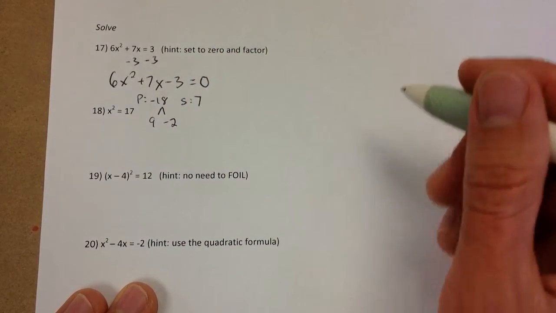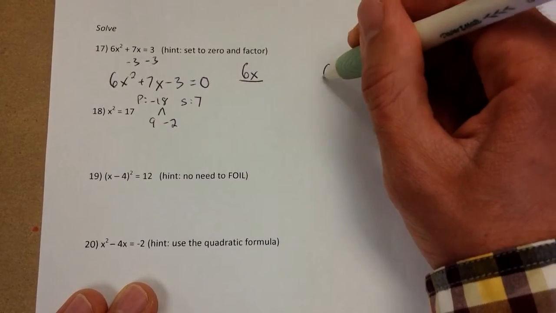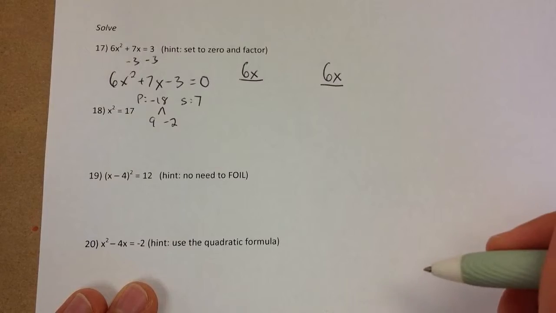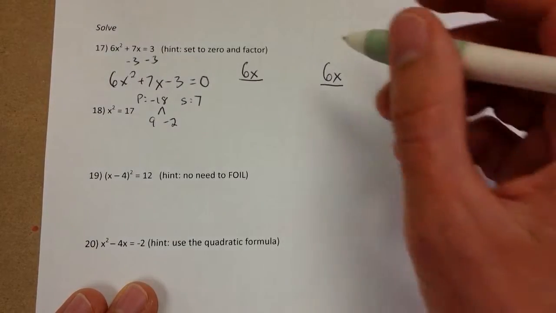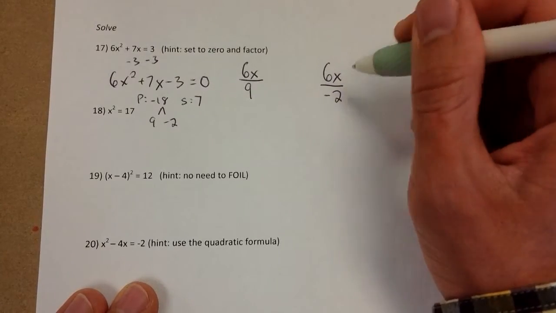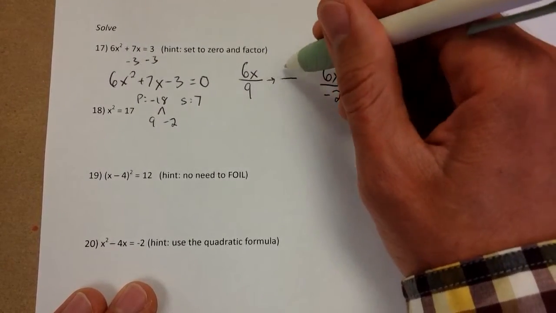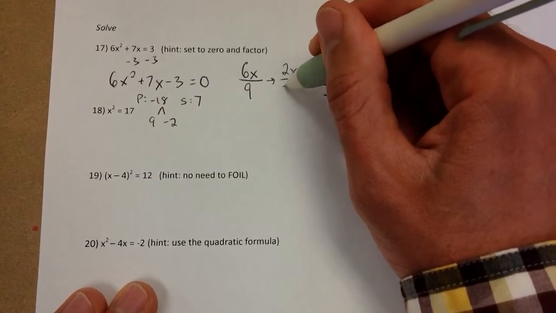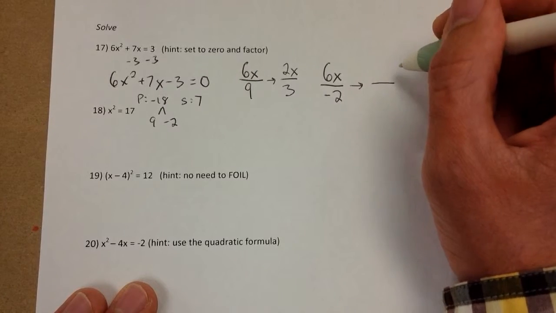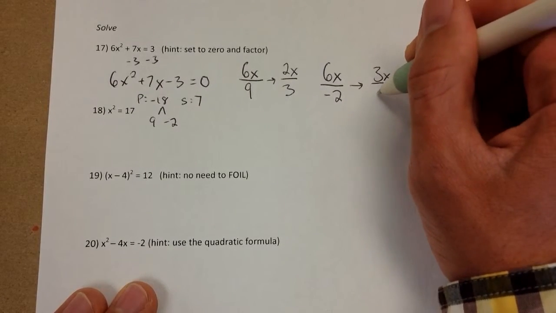Then, if you like to use Knobe's method, you set up the two fractions with the leading term, the quadratic term, and you remove the square, or the 2 exponent, and you place the numbers that you found underneath those, and you reduce if possible. So this one, we can divide the 6 and the 9 by 3 to get 2/3, or 2x over 3. And this one, we can take a 2 out of 6 to make it 3, so 3x over minus 1.